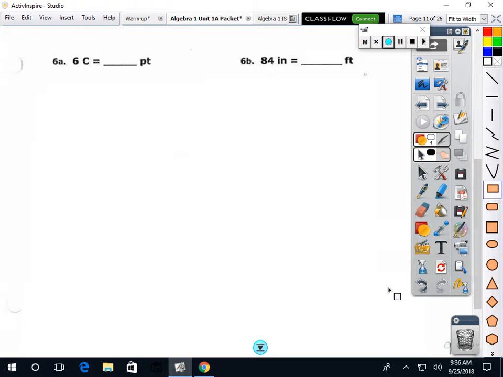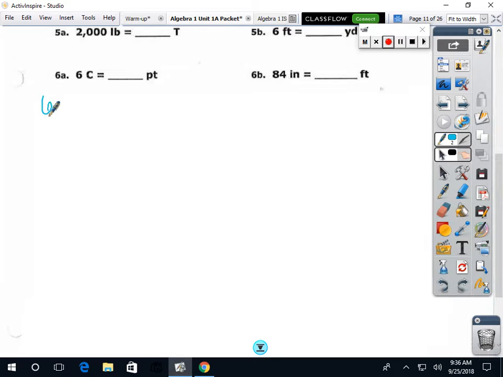Okay, number 6, they want us to convert 6 cups into pints. Okay, well remember the rule is if cups is in the top, cups has to go in the bottom. And what do we know about cups and pints? Remember, you can use the little flip book in your interactive notebook, or you can use the one on the back of this cover page. What do we know about cups and pints? Nobody knows anything?